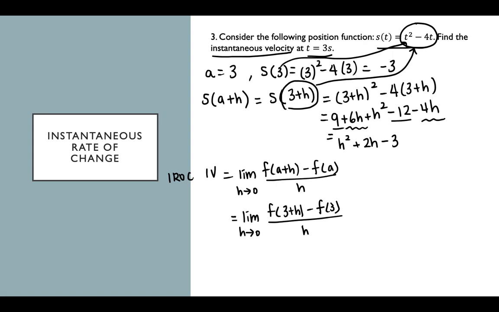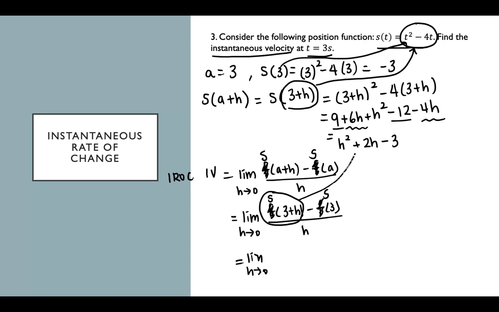So its speed s, the function position. So instead of writing f, you should be writing s according to the given question. So limit h approaching 0.